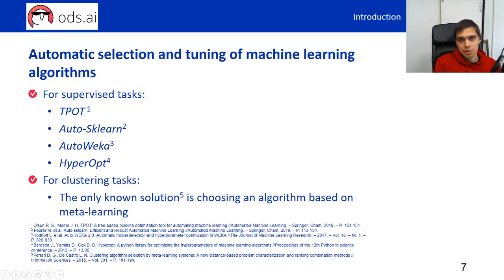Today, many solutions for the problem of automatic selection and tuning of algorithms have been developed, but most of them are for supervised learning tasks. The most popular of them are implemented in libraries like TPOT, Auto-sklearn, Auto-WEKA, and HyperOpt. For the clustering task, only one solution has been developed, and this solution is based on meta learning. Its evident disadvantage is that the choice is made from a fixed number of algorithms.